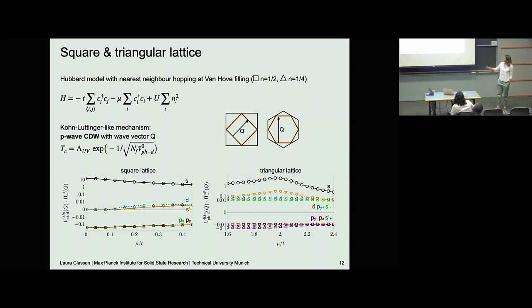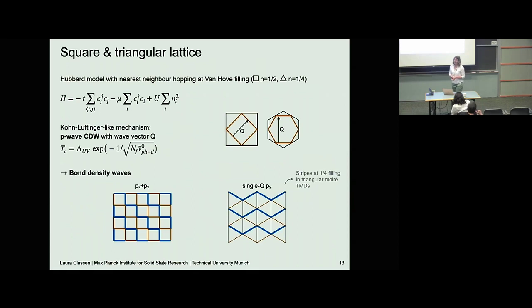Their critical temperature in this formalism is given by this, which is slightly enhanced compared to maybe the weak coupling scenario with constant density of states. First of all, because we have Van Hove, and then because we have nesting. These P-wave charge density waves, if you translate them back to real space, give you the following patterns.